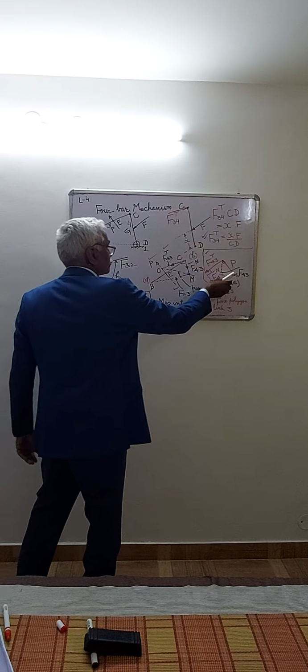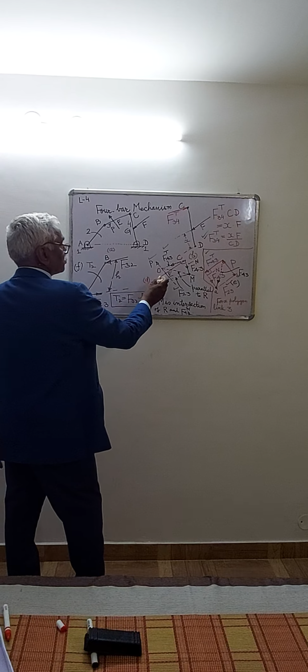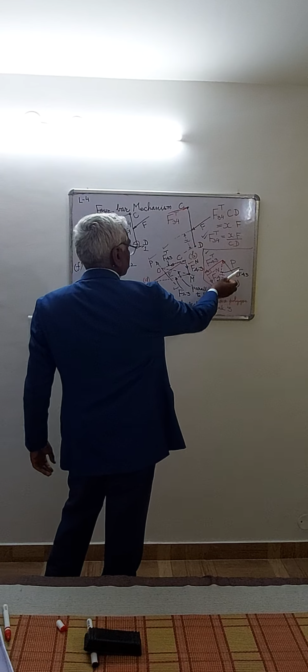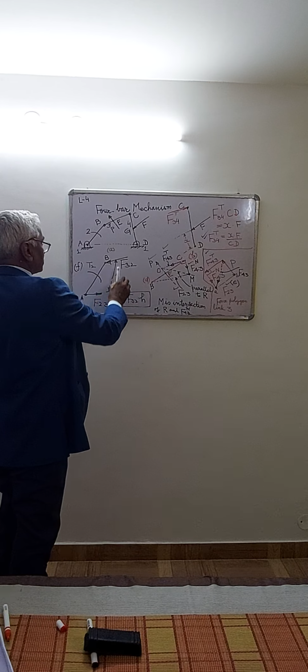This line is parallel to this. Magnitude can be taken from this figure, not from this figure. F32, F23, with perpendicular distance h between the two lines of action of the forces. F32 into h will be the couple acting on link number 2. So in this way this figure is complete.